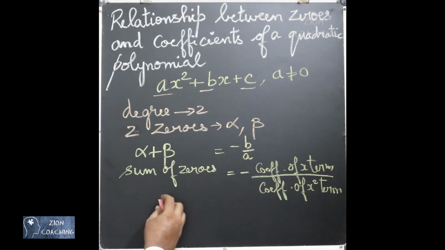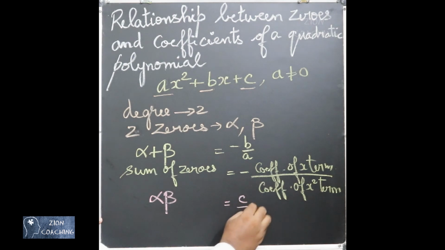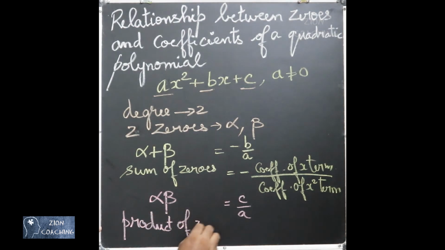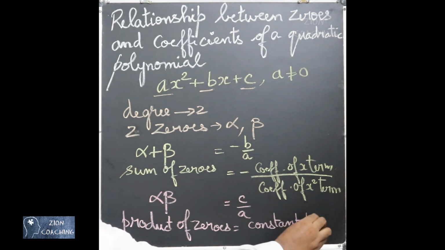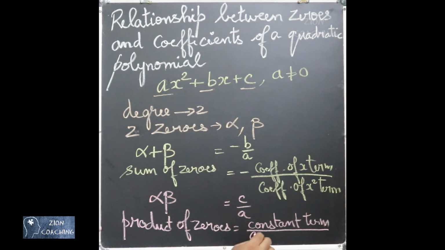The other relationship is alpha into beta is equal to c by a, that is product of zeros is equal to constant term divided by coefficient of x squared term. So you can see that we have two relationships.